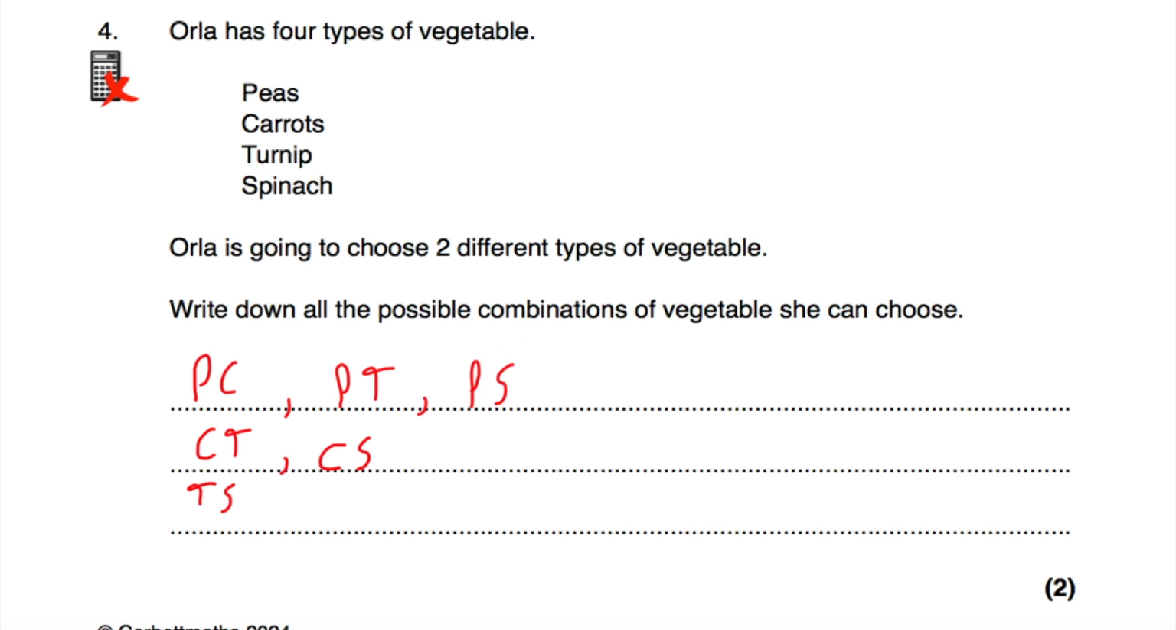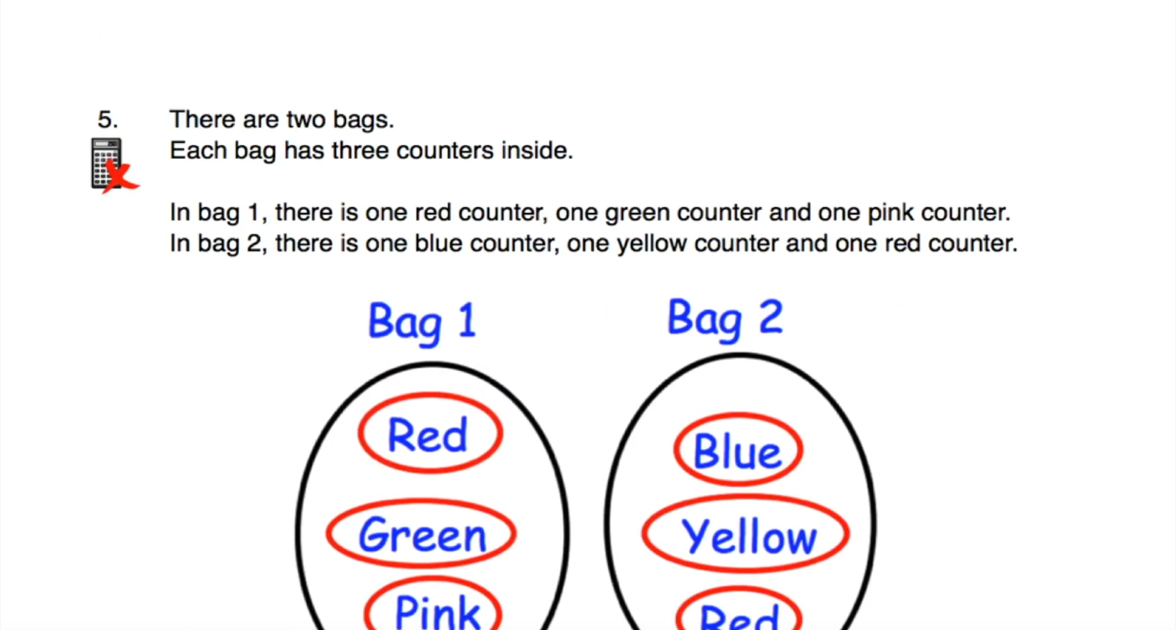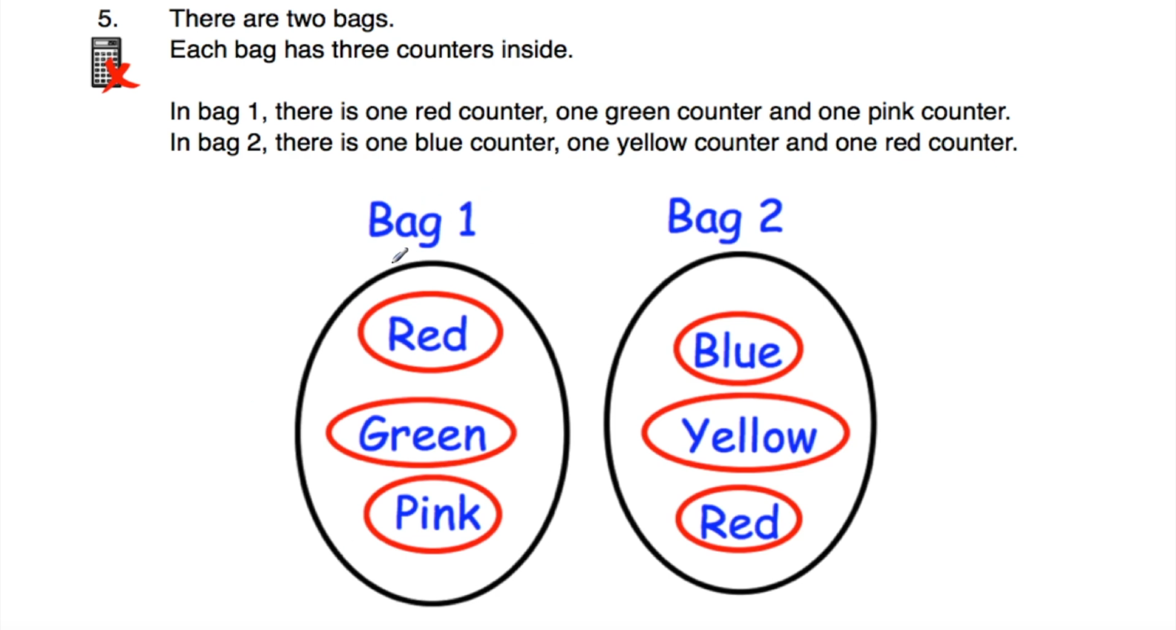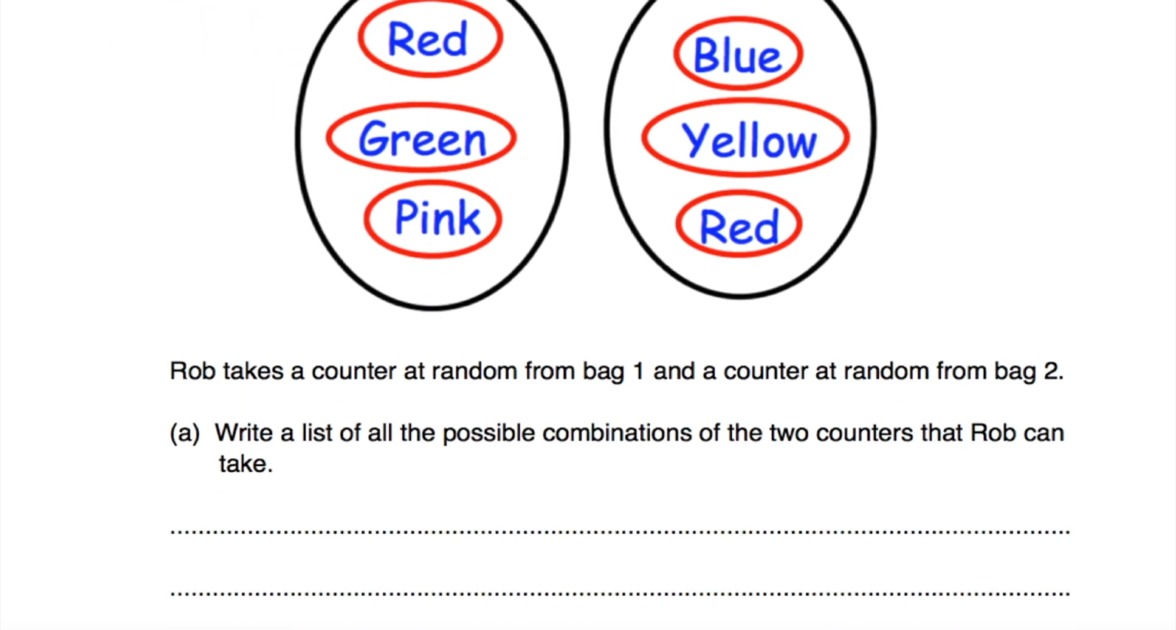Okay, let's look at our next question, question number 5. So question number 5, we're told there's 2 bags. There's bag 1 and bag 2. In bag 1, there's a red counter, a green counter, and a pink counter. And in bag 2, there's a blue counter, a yellow counter, and a red counter. And the question says, Rob's going to take a counter at random from bag 1 and a counter at random from bag 2. And we've been asked to list all the possible combinations of counters that Rob can take.